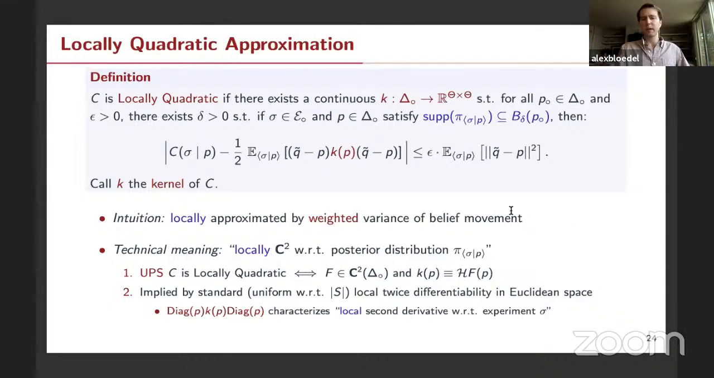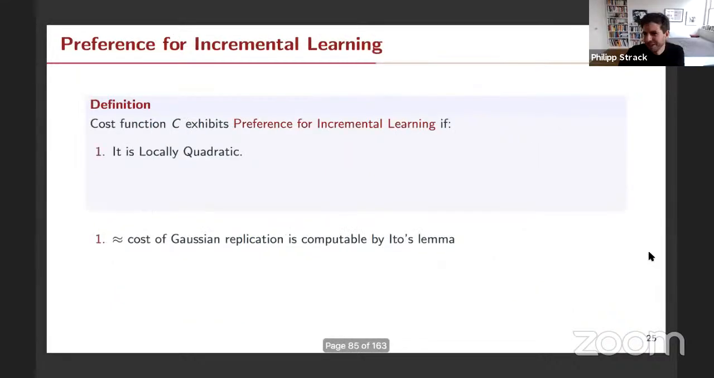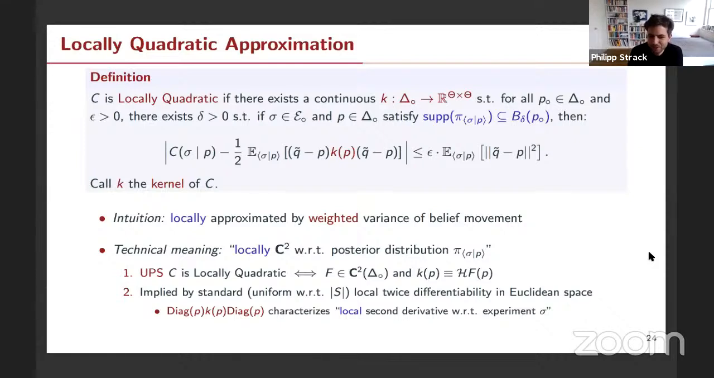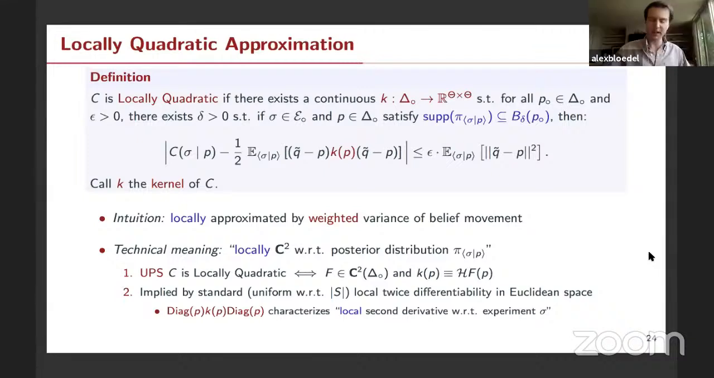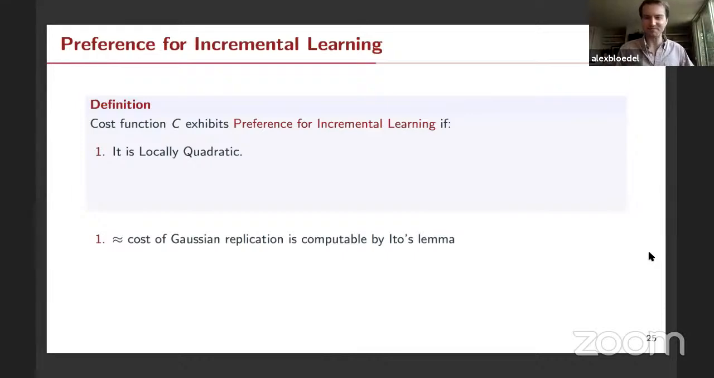And more generally, this pretty abstract notion of differentiability is actually implied by a standard finite dimensional notion of differentiability with respect to state contingent signal distributions. So in multiple dimensions, for K to be the Hessian of some function is a little bit more restrictive than in one dimension, right? Yes, that's absolutely right. Let me get to that on this slide.